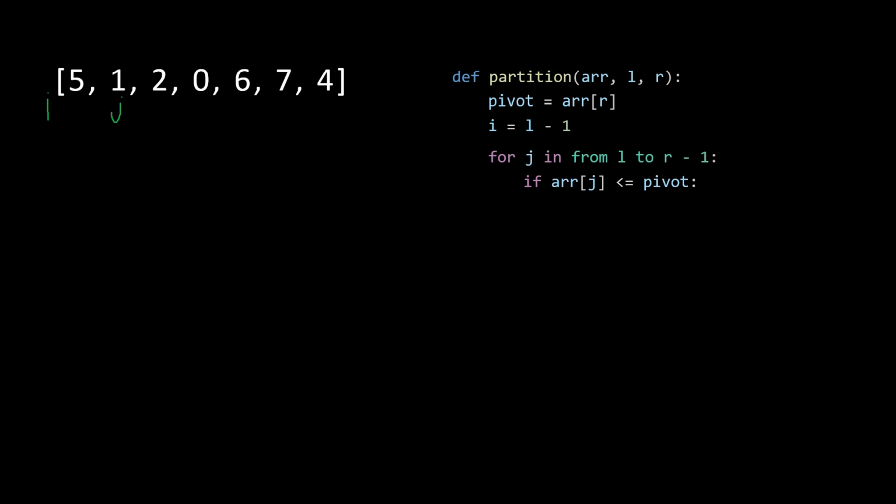Now we are going to check for the condition again. Is the value at the position of J less than the pivot? In this case, yes, 1 is less than the pivot. Then what we do is we increment I by 1. So I is going to come right over here, and then we'll swap the values at I and J.